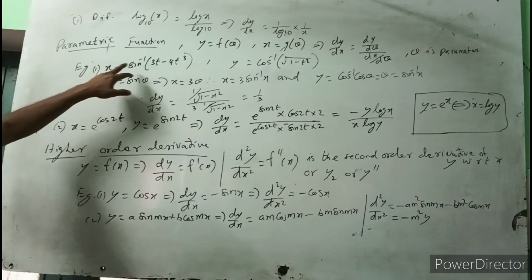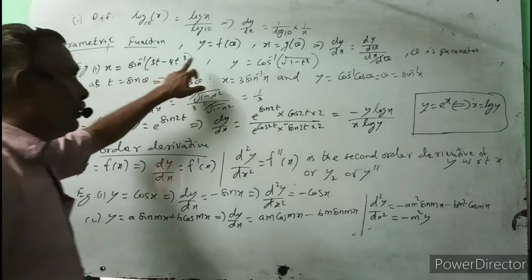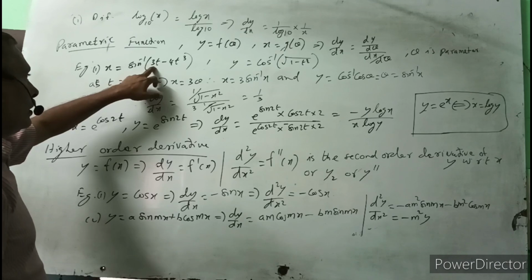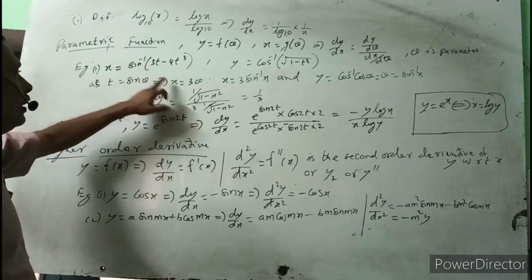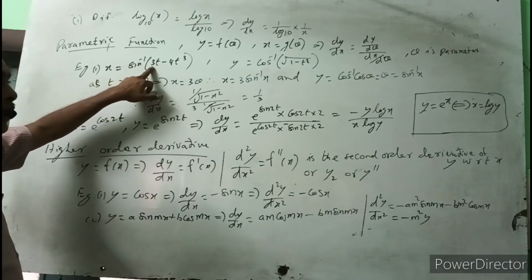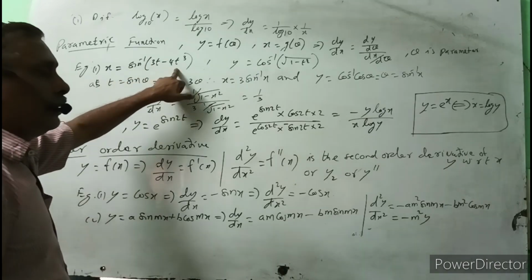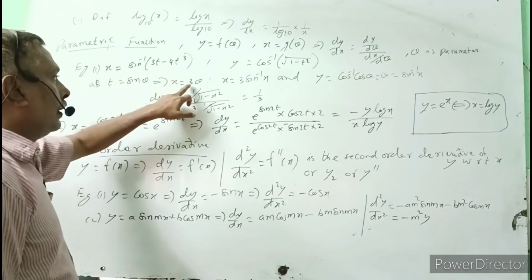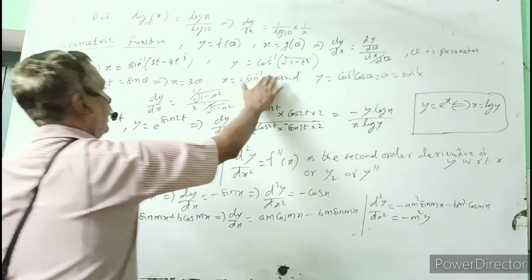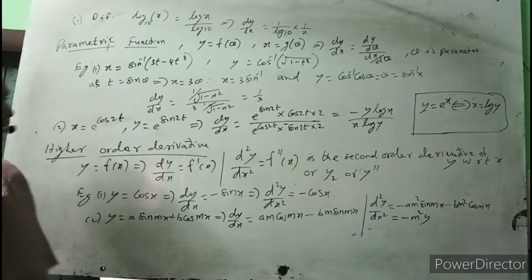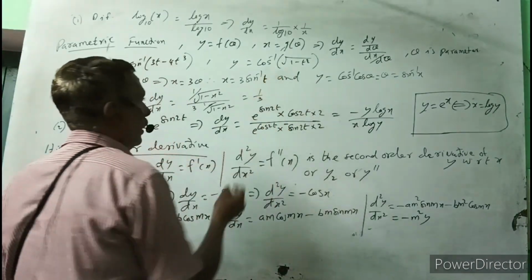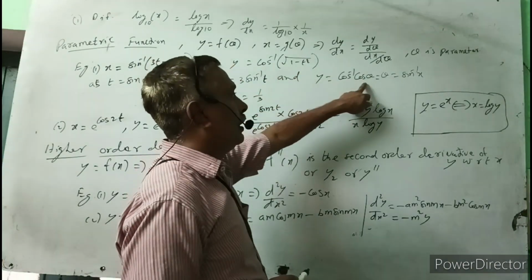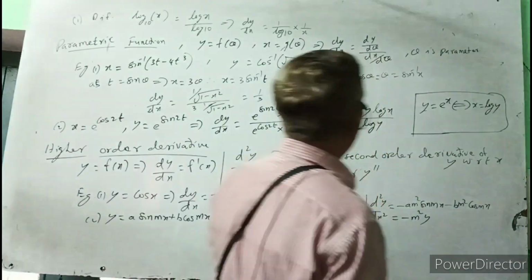One example. If x is equal to sin inverse of 3t minus 4t cube and y is equal to cos inverse of root of 1 minus t square. If we put t is equal to sin theta, it will form sin inverse of 3 sin theta minus 4 sin cube theta. So sin inverse sin 3 theta is 3 theta. So that is 3 sin inverse t, not x. And y is equal to cos inverse, here 1 minus sin square theta is cos square theta, so cos inverse cos theta is theta, that equals sin inverse t.